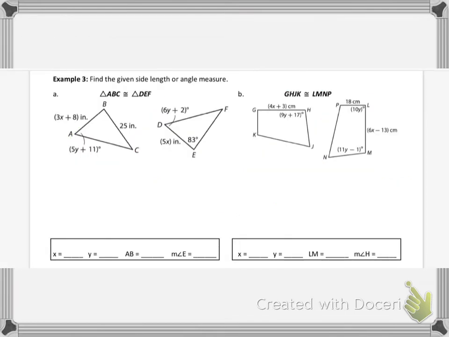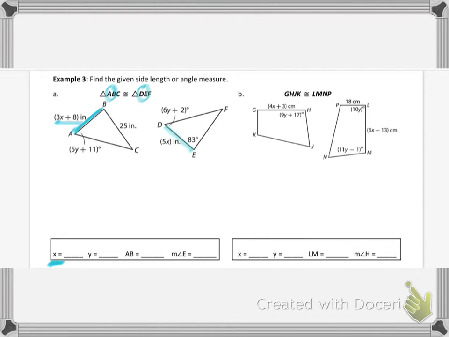Okay, so in example 3, these are a little bit more complicated now because you can see we're throwing in some variables. So we're going to bring in some of our algebra. And so they want us to find the value of a couple of variables and then a couple of measurements within the figures. So first of all, if they want me to find x, I see over here this side has x labeled on it. And then I know that that's side AB. So side AB should go with DE.